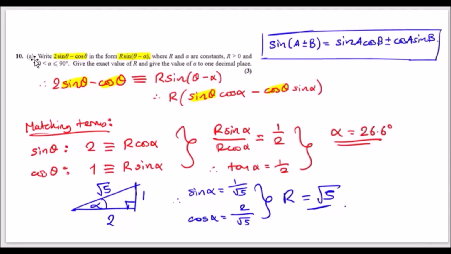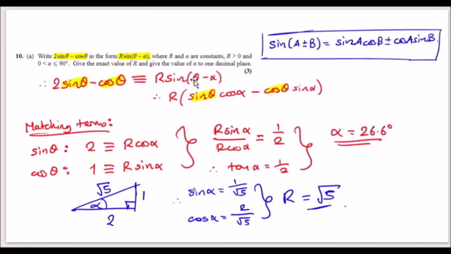Part a: write 2 sine theta minus cos theta in the form r sine bracket theta minus alpha, where r and alpha are constants. Alpha is between 0 and 90, and here we need to find the exact value of r, and of course the value of alpha to one decimal place. Now, this is straightforward. What I do here is I equate these two, because since we're writing this in that form, they're identical.